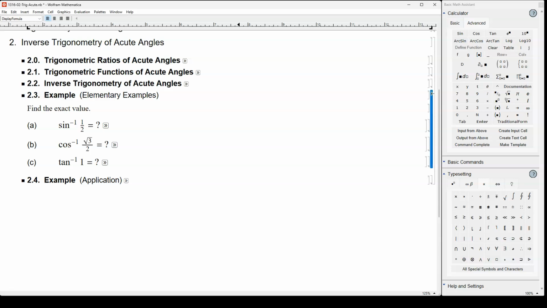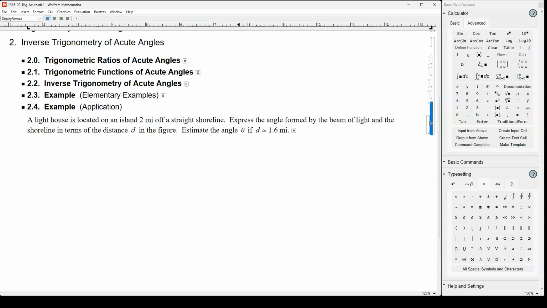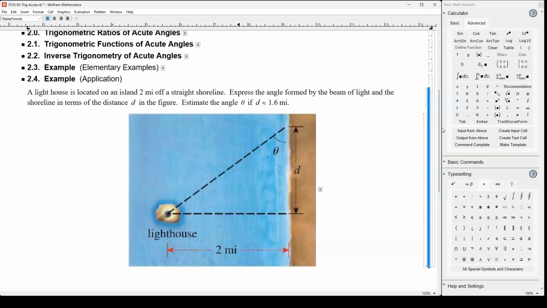Okay, alright. We did some applications. No, not really. Not applications yet, just elementary examples. Here we have some application. Okay, alright. Is this really a worthy application? We'll see. A lighthouse is located on an island 2 miles off a straight shoreline. Express the angle formed by the beam of light and the shoreline in terms of the distance d in the figure. Estimate the angle theta if d is 1.6 miles.